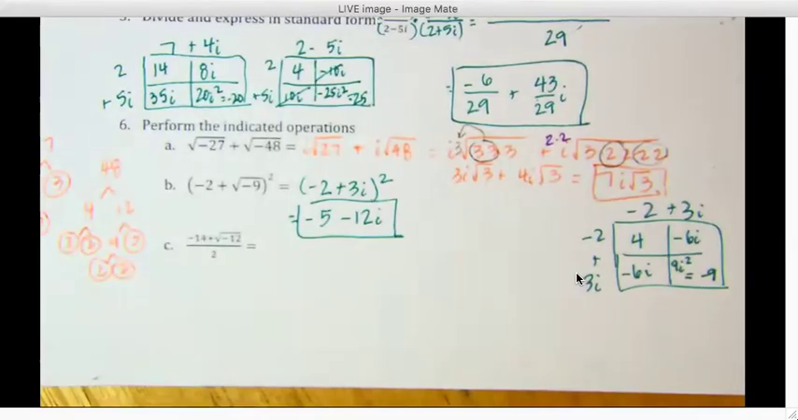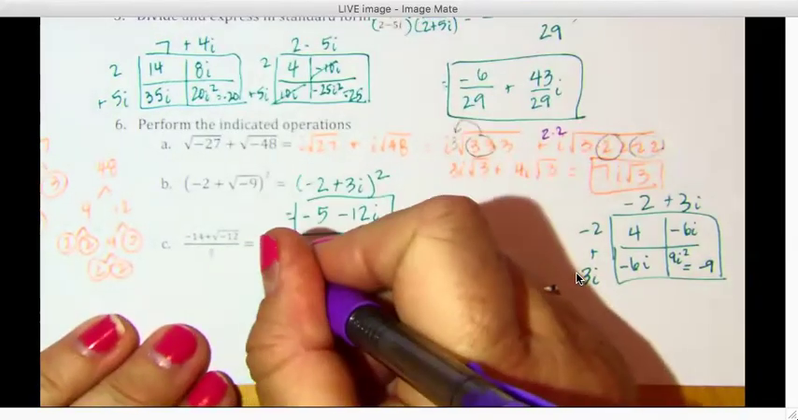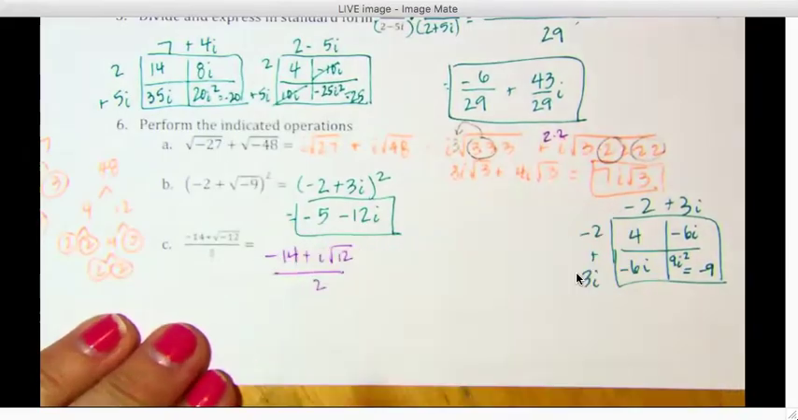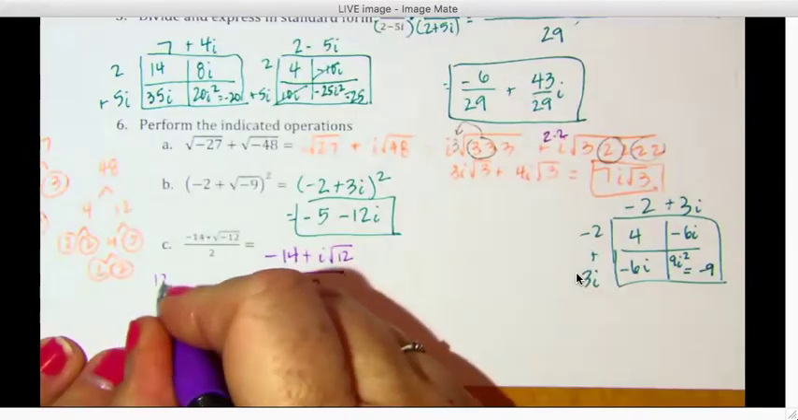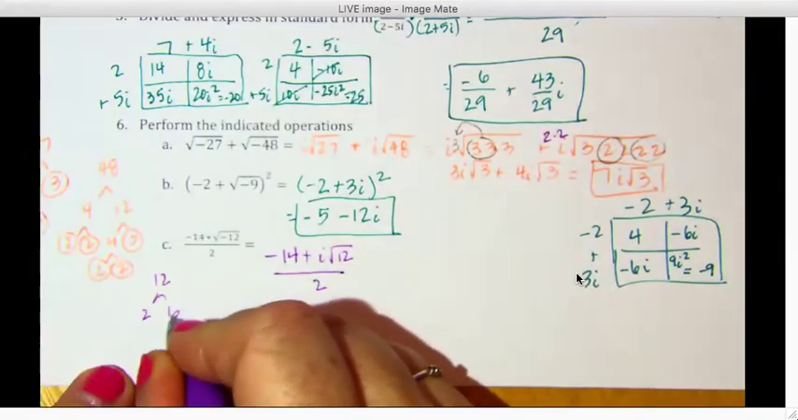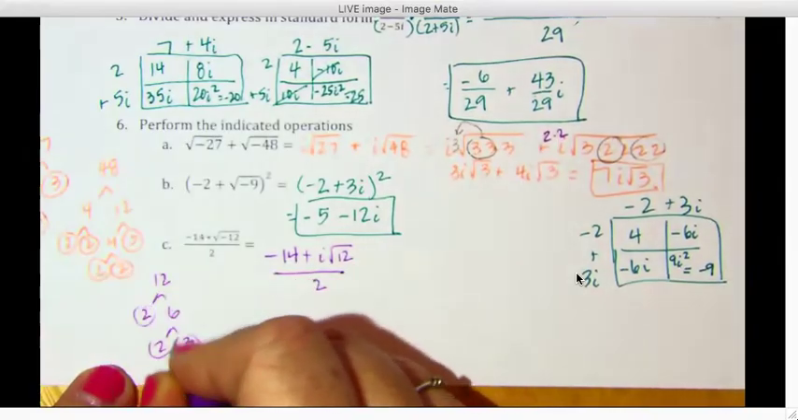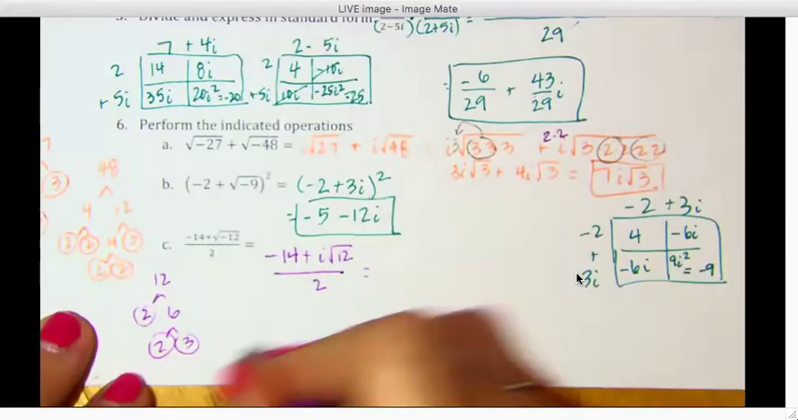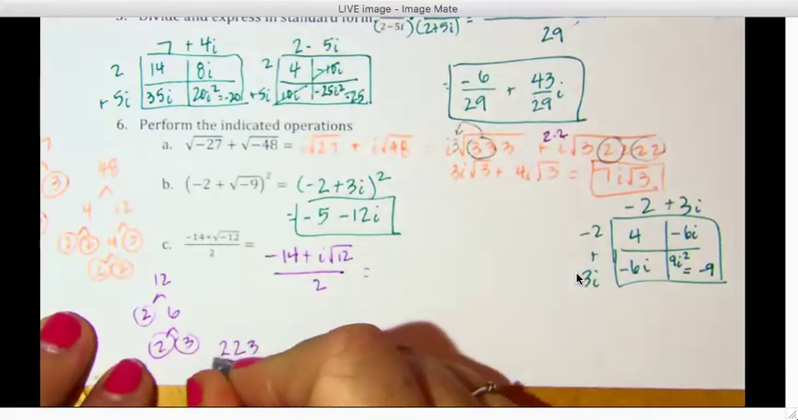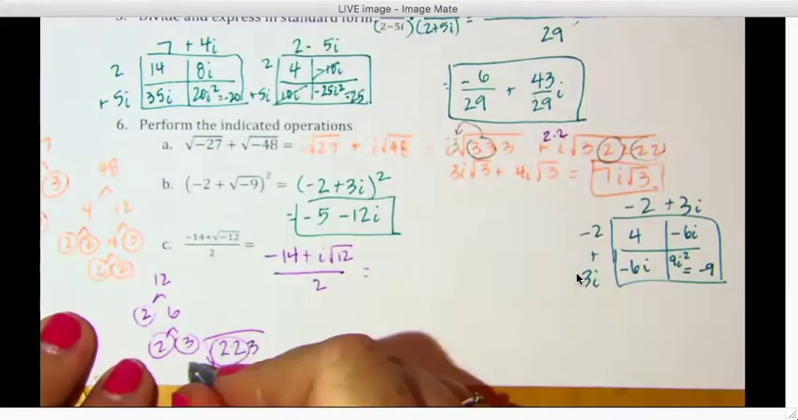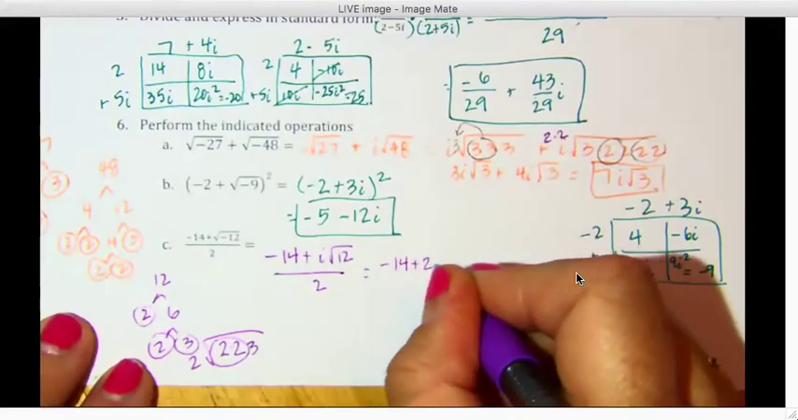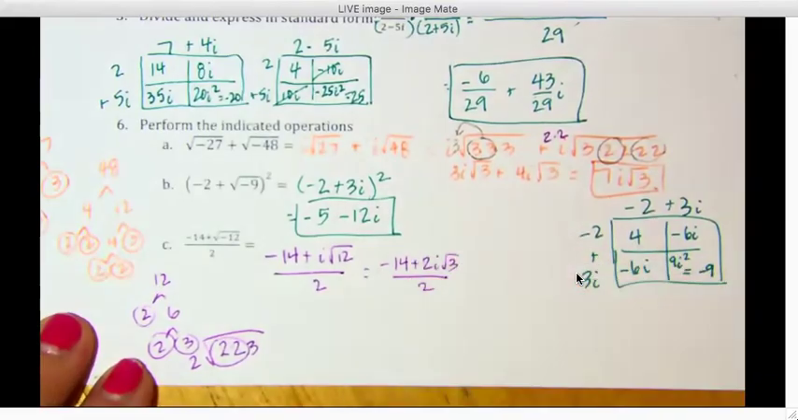And then this last one, again, I need to pull that negative out of that square root, so I can rewrite this as negative 14 plus i root 12, over 2. Well, 12, factor tree again, is 2 times 6 and 2 times 3. So I have 2 2's that can be pulled out to have 1 on the outside. So that would be 2 times 2 times 3. I can pull a 2 out and 2 root 3. So negative 14 plus 2i root 3, over 2.